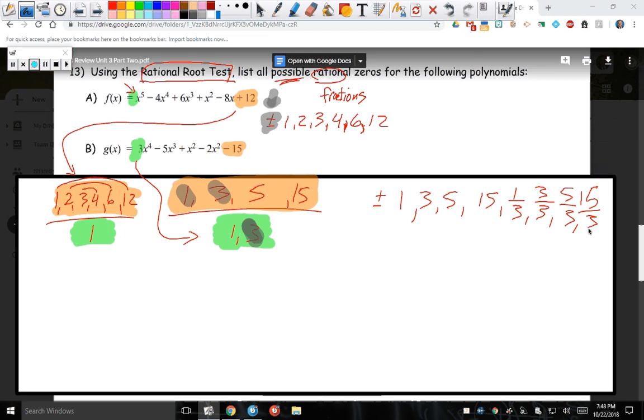Now you're going to see some of these will overlap. You know that 3 over 3 is the same as 1, and you know 15 over 3 is the same as 5. So we don't need to write those over here. We can just do away with them. So the only things left over are the following: we have 1, 3, 5, 15, and then 1/3 and 5/3.